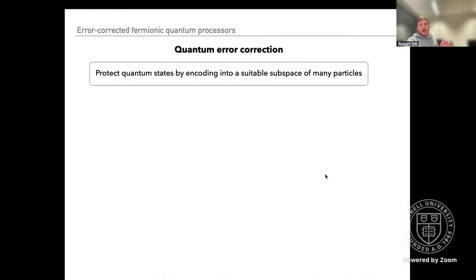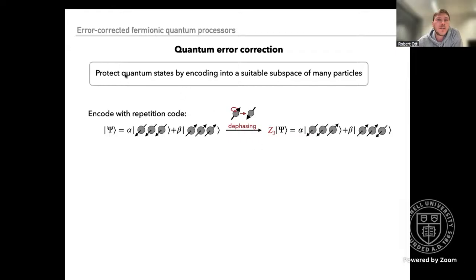Okay, so in quantum error correction, the idea is you want to protect quantum states by encoding them into suitable subspaces of more particles. So maybe multiple particles, usually qubits, in this case, fermions and fermionic modes. But let me talk about qubits first. So here I discuss a repetition code. You can think of this little spin here being a plus, a coherent superposition of up and down. And similarly, these will be minus states. So this will be up, minus, down. And you have two quantum amplitudes, alpha and beta, which contain the logical information about your state.